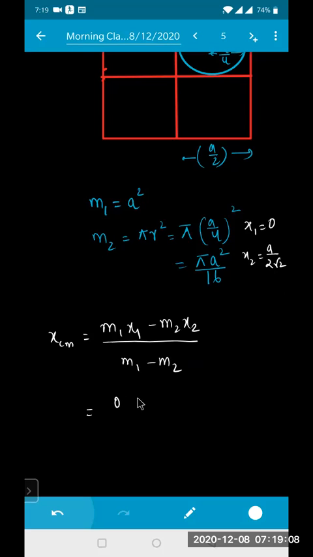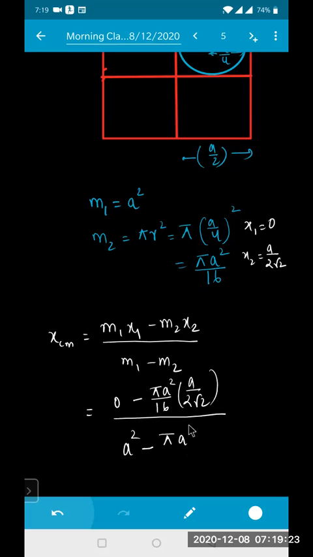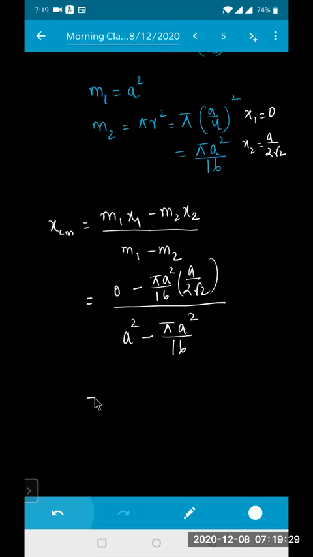This one is the value of 0. M2 will be pi into a square divided by 16, into distance a by 2 root 2 from origin, divided by a square minus pi into a square divided by 16. So here a square is getting cancelled. If I simplify it, this one is pi into a divided by 16.